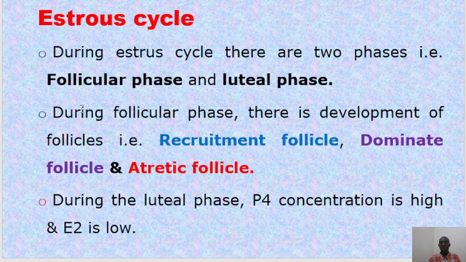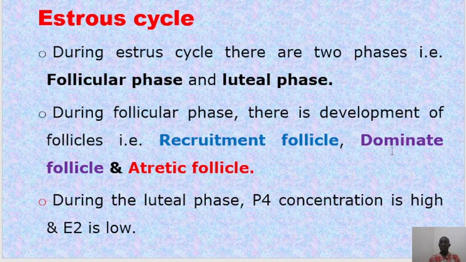During the estrous cycle, we have the follicular phase, and in the follicular phase, follicles will grow. For example, you have follicles within the pool being recruited. After they have been recruited, they will grow. When they grow, some will die, while others will continue growing. Those that die undergo atresia, and we call them atretic follicles, while those which grow we call the dominant follicle.